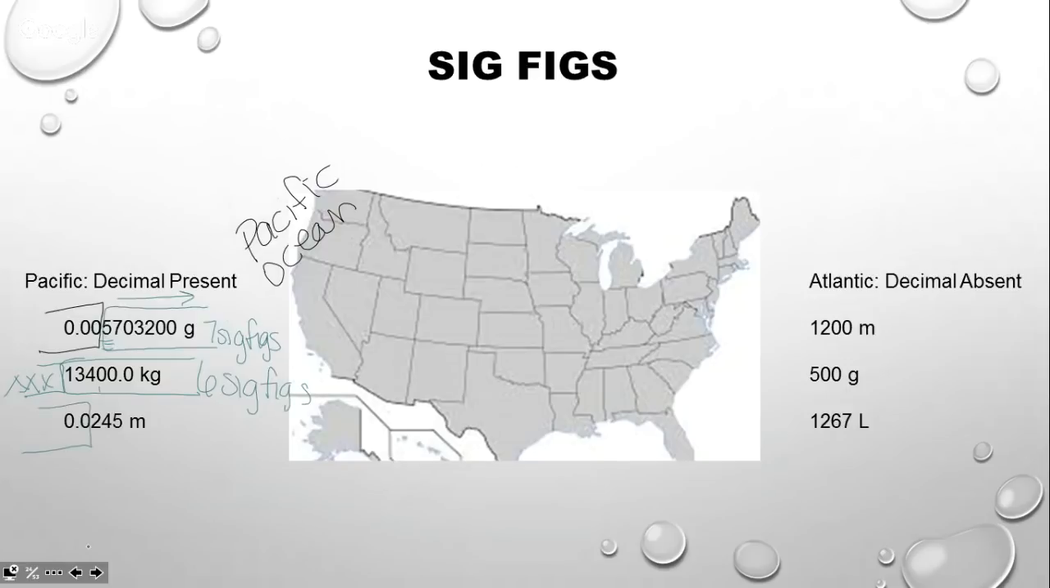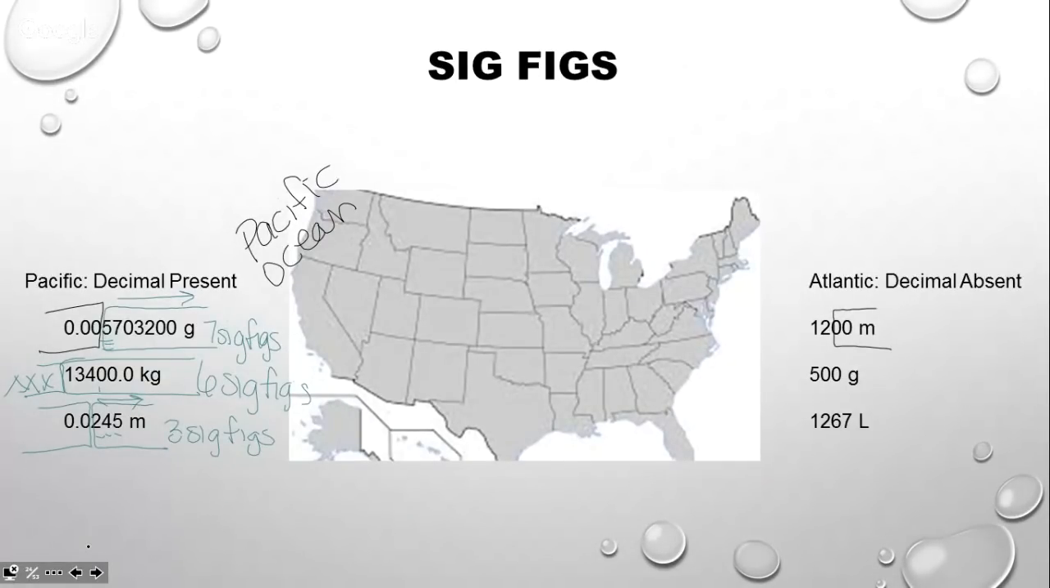Here we have zeros on the Pacific side. Everything else towards the land, starting at the first number that's not a 0, is a significant figure. So this one has 3 significant figures. For decimal absent, that means there's no decimal anywhere. It's the zeros that are in the Atlantic Ocean that are not part of the significant figures.